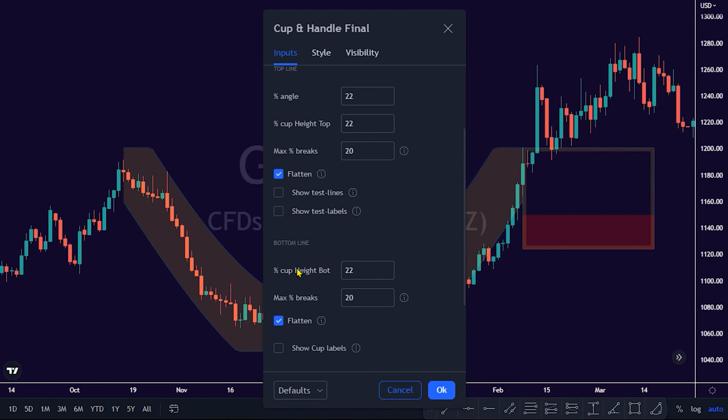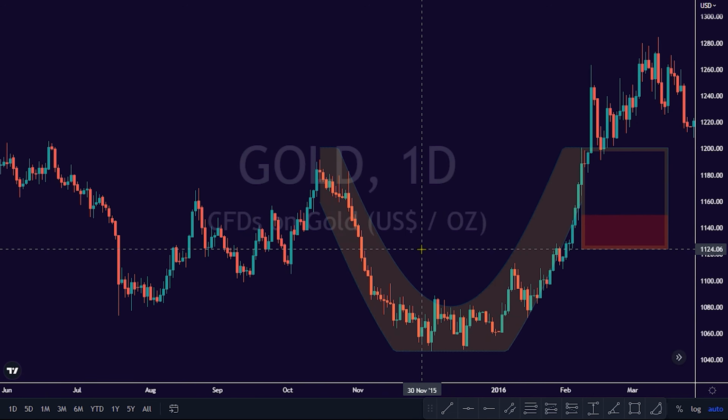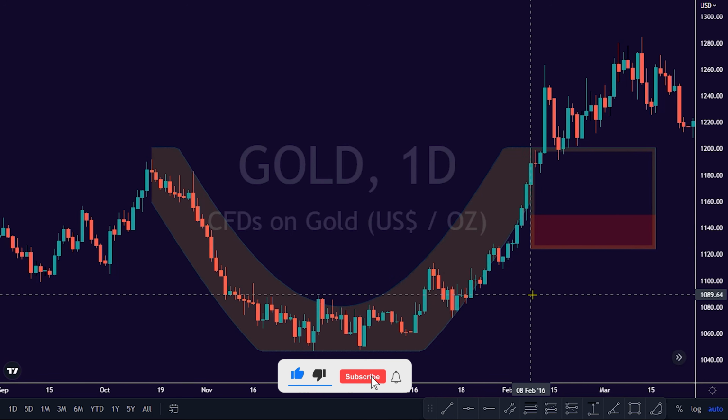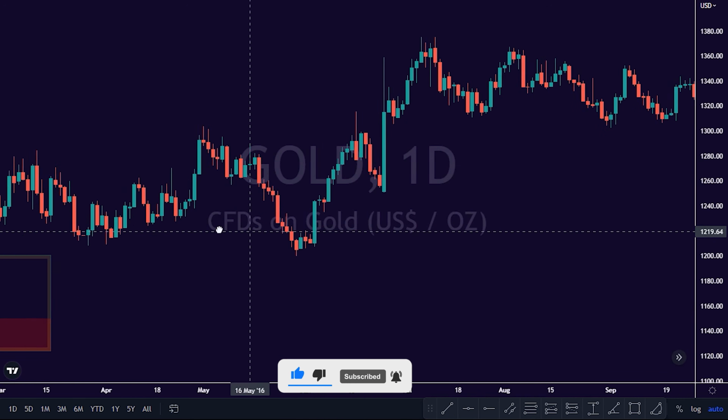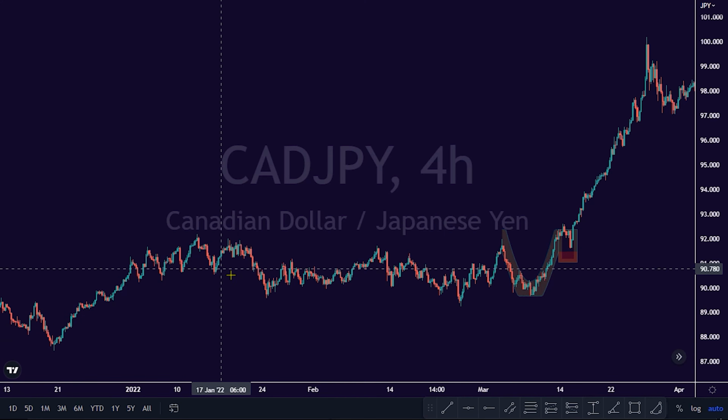circle-shaped line. How can we use the cup and handle indicator to detect trade opportunities in the market? This technical indicator is applicable for trading a bullish setup. First, let me show you how to use this tool for the continuation of an uptrend in the market.